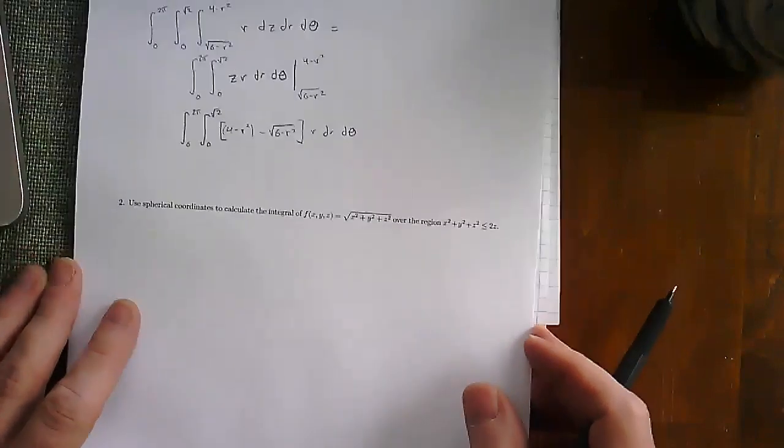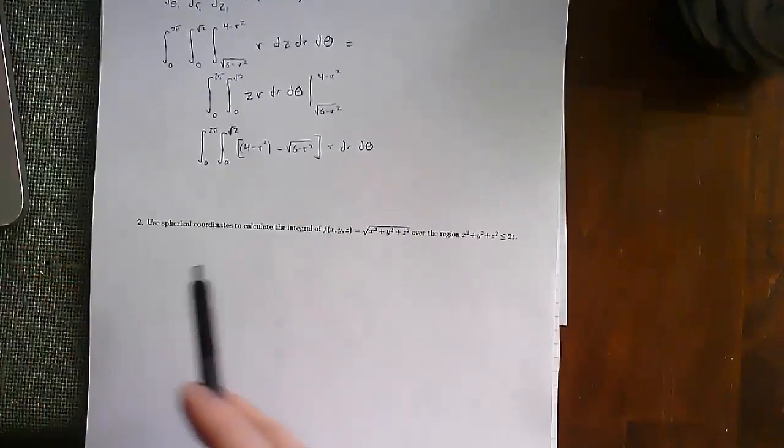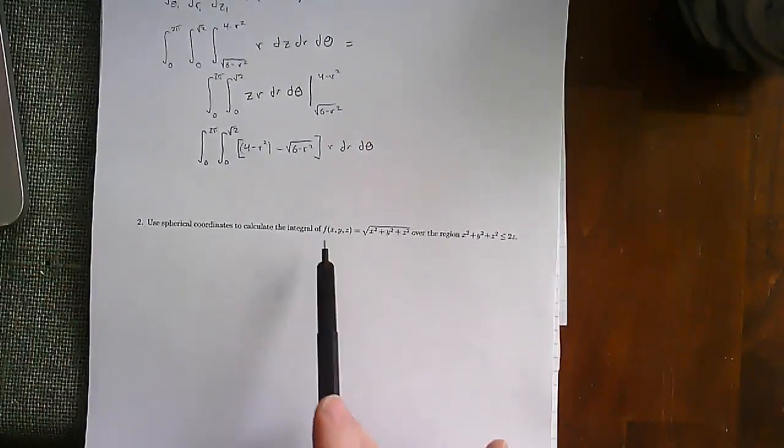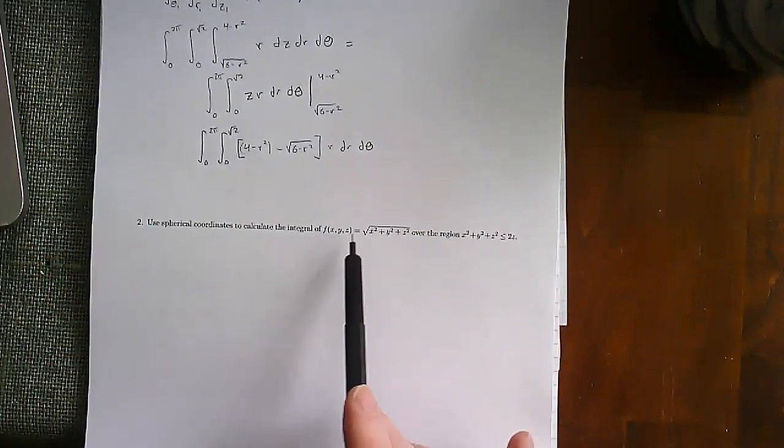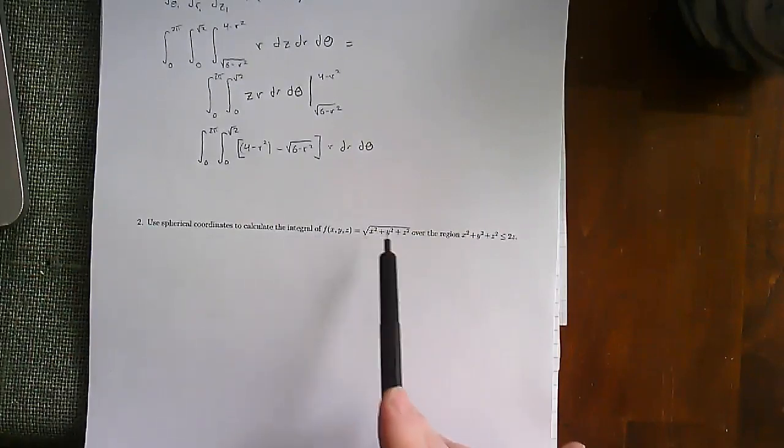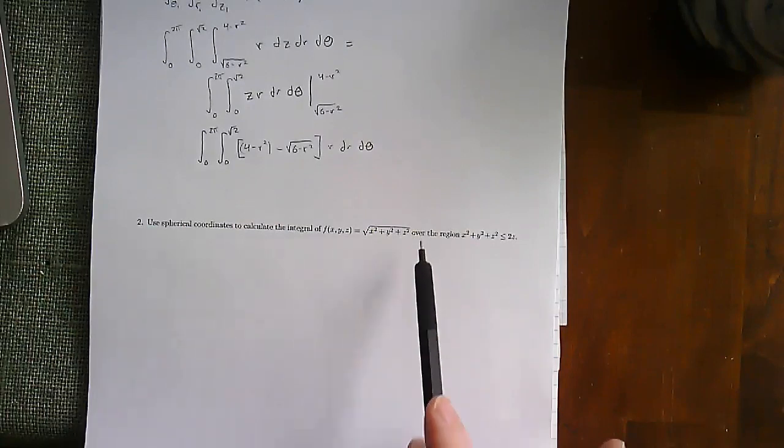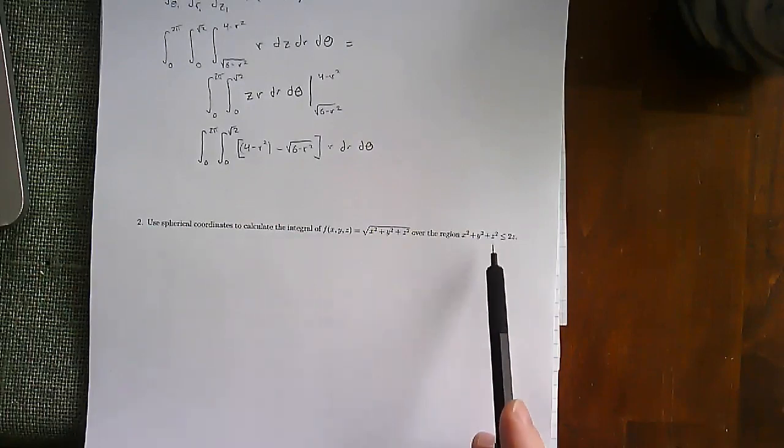Okay, so problem 2, spherical coordinates. So let's see what we have here. Use spherical coordinates to calculate the integral of f of x, y, z, which is the square root of x squared plus y squared plus z squared, over the region x squared plus y squared plus z squared is less than or equal to 2z.